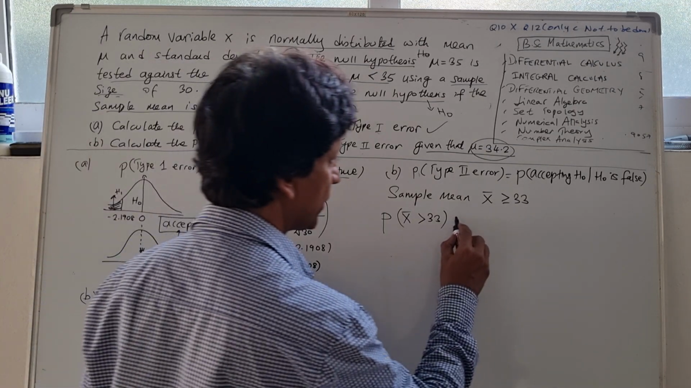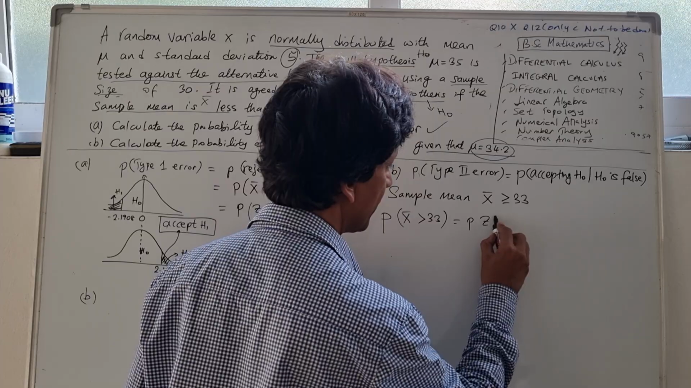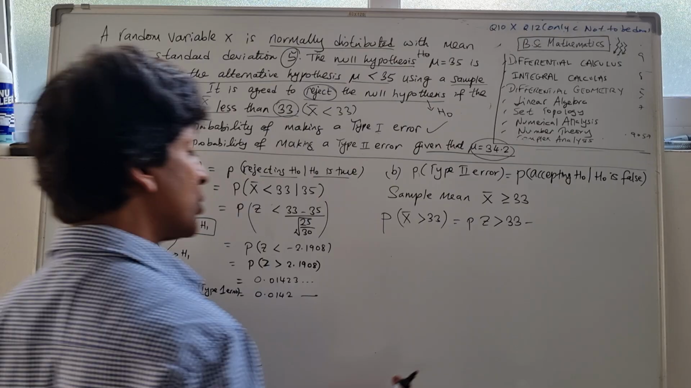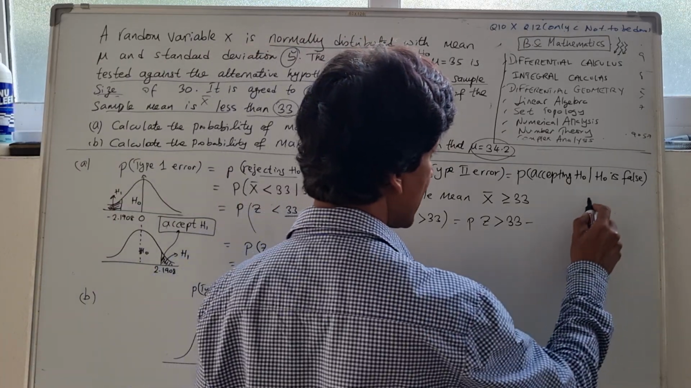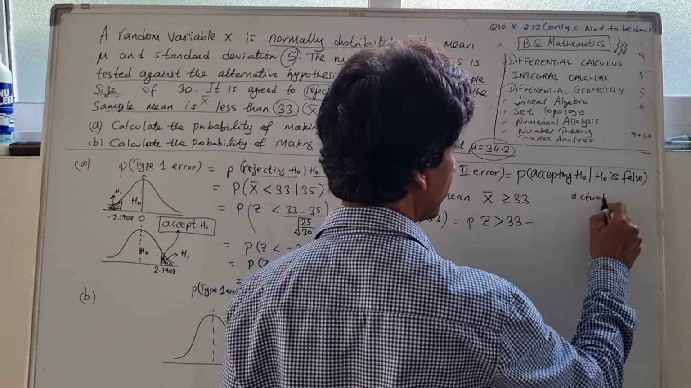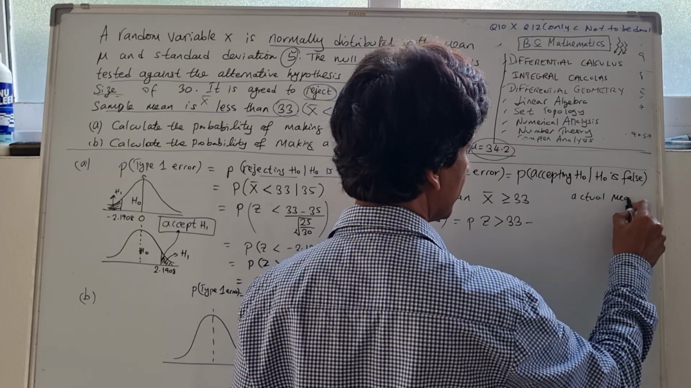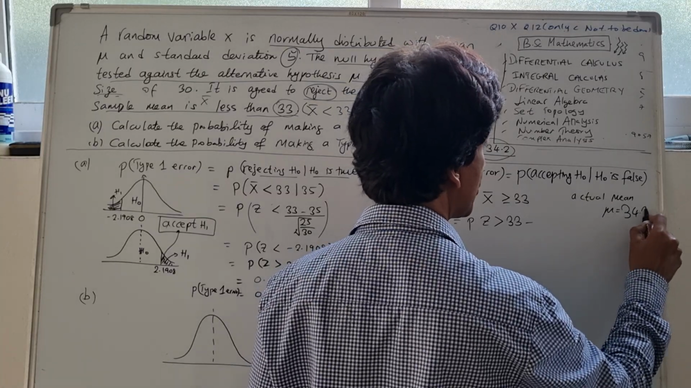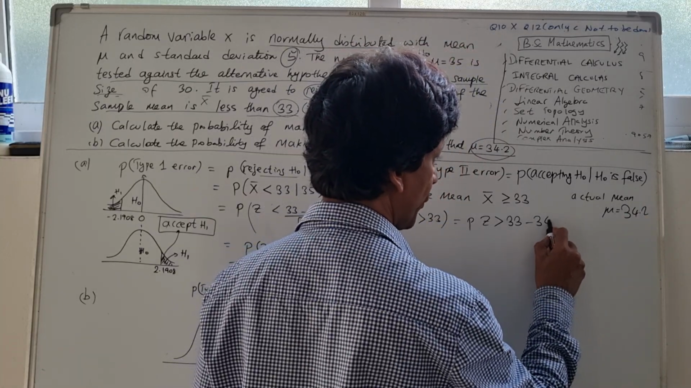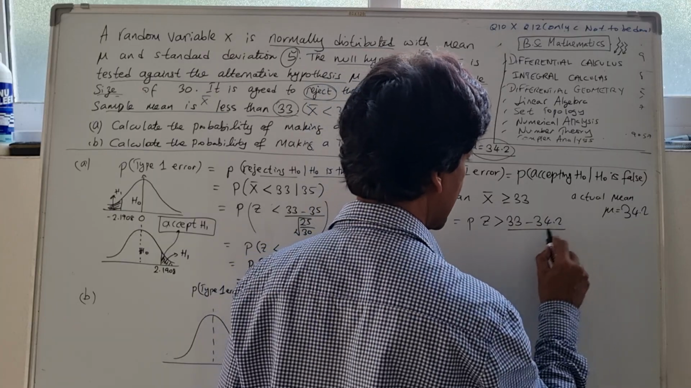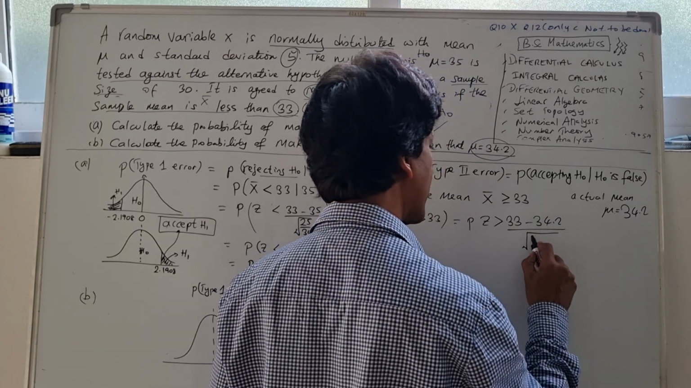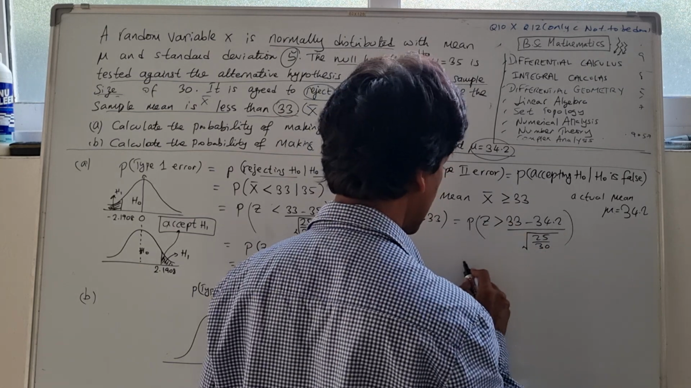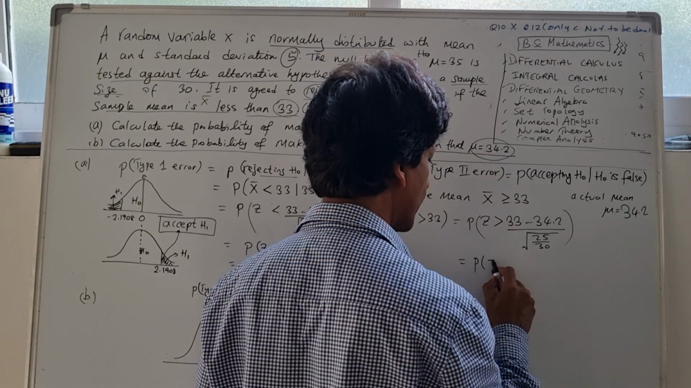So if we were to standardize this, greater than 33, I'm going to say then the probability of Z being greater than 33 minus now the actual mean, and the actual mean mu is given as 34.2. So minus 34.2 and divided by the square root of the variance, which is 25 over your sample size. So let's do this on a calculator and see what we get there.